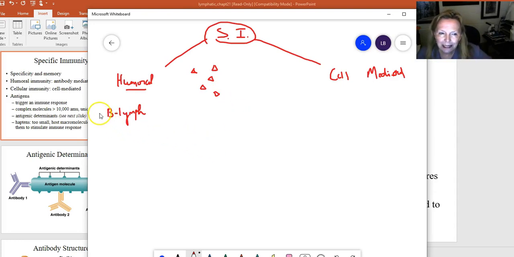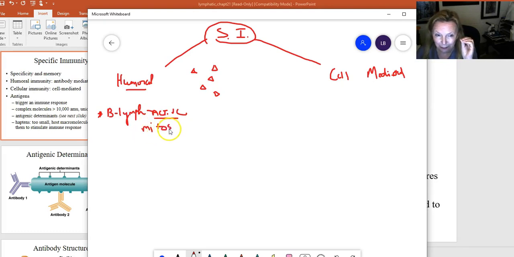You have these B lymphocytes that are going to be alerted to a foreign antigen that's never been seen before, and they're going to become active. What I mean when I say that they become active is that these B lymphocytes that are just looking for a fight are going to take in this foreign antigen. They're going to study this foreign antigen, and then they're going to become active and undergo mitosis.